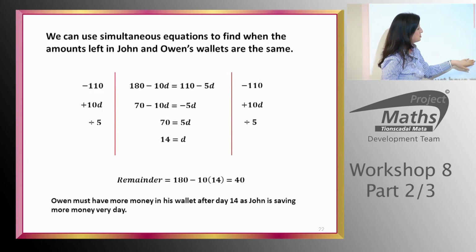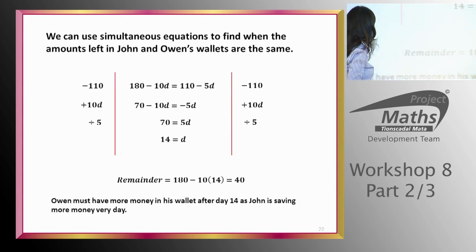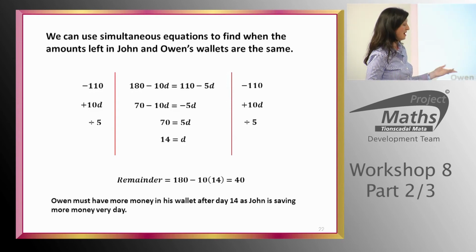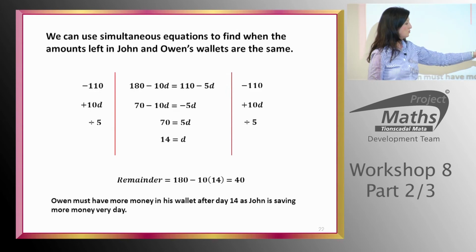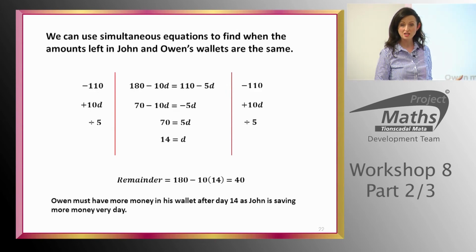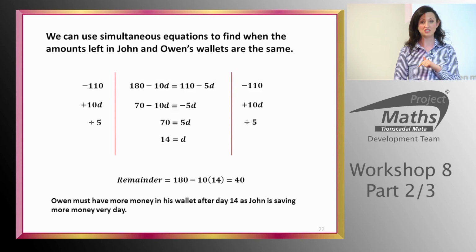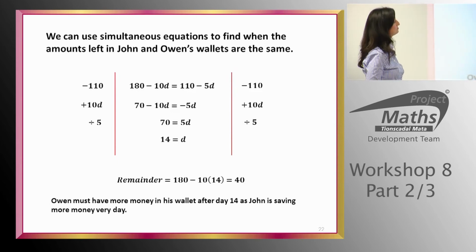So the remainder then that John has on day 14 is 40, and the remainder that Owen has then should also be 40. So Owen must have more money in his wallet after day 14, because they both save 40. They both have 40 left on day 14, but the very next day Owen's going to save less than John, isn't he? So you know the next day it's all going to change.